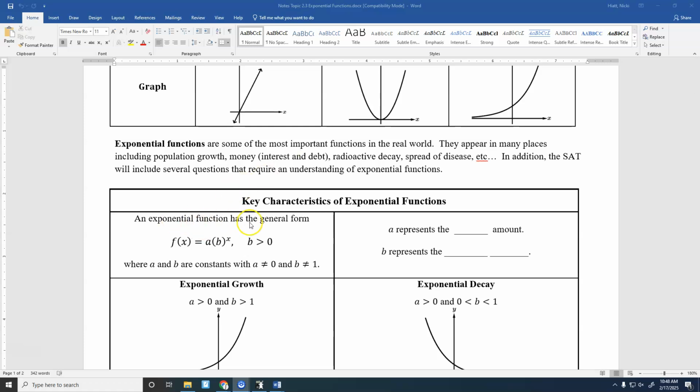So an exponential function has the general form a times b to the x power. B must be greater than 0. Whenever b is negative, you get these crazy graphs that switch back and forth from positive to negative and are no longer exponential growth and decay problems.